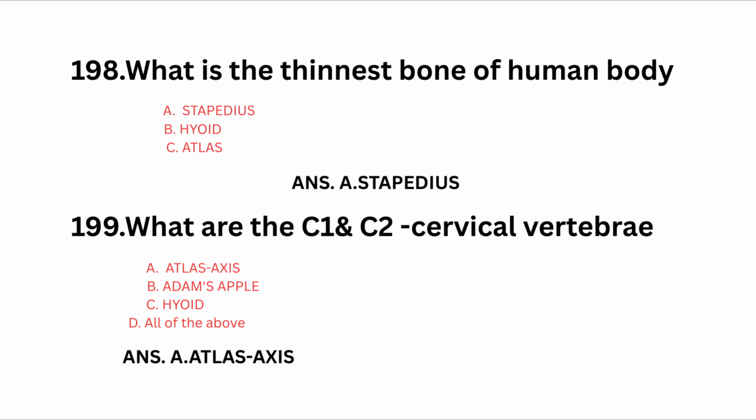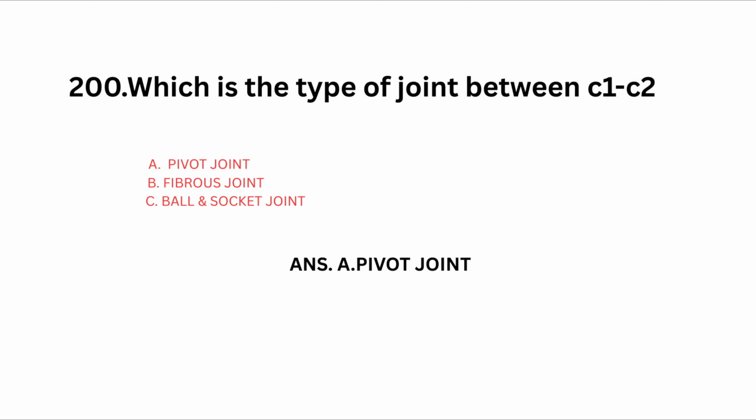199. What are the C1 and C2 cervical vertebrae called? A Atlas and Axis, B Adam's apple, C Hyoid, D all of the above. The answer is the C1 is called Atlas. C2 is called Axis. Atlanto-axial joint or pivotal joint. 200. Which is the type of joint between C1 and C2? A pivot joint, B fibrous joint, C ball and socket. A, pivot joint.